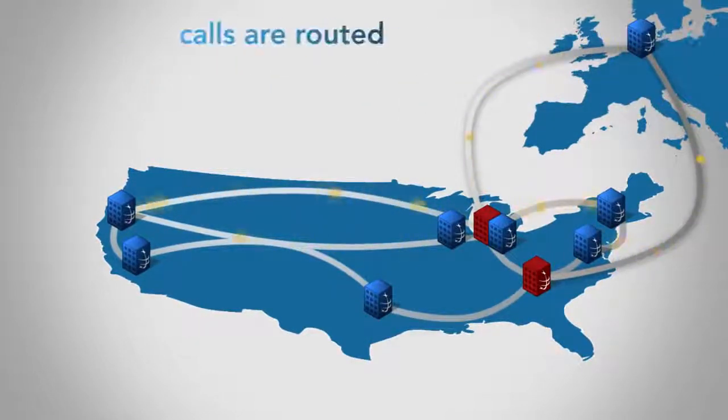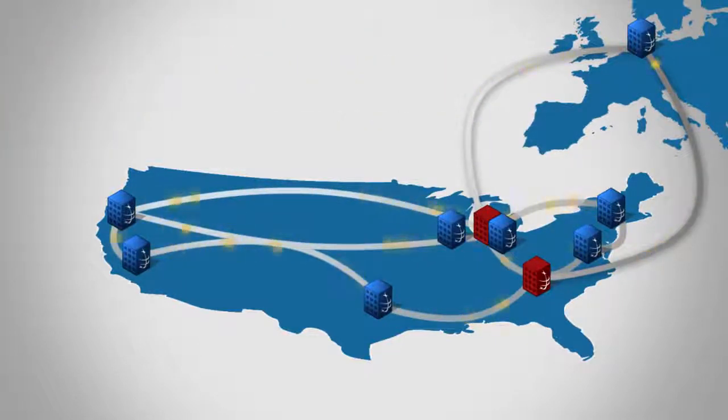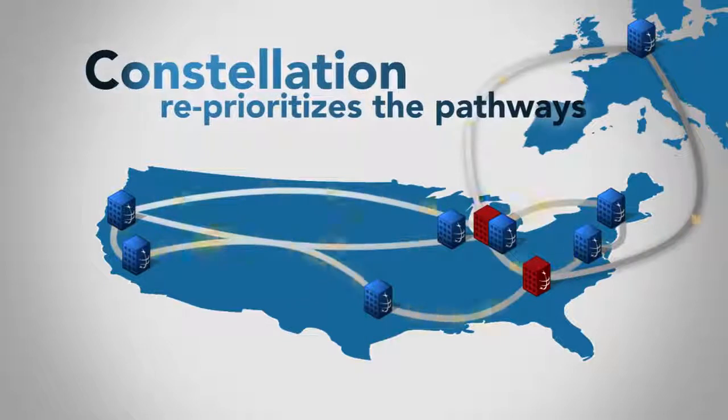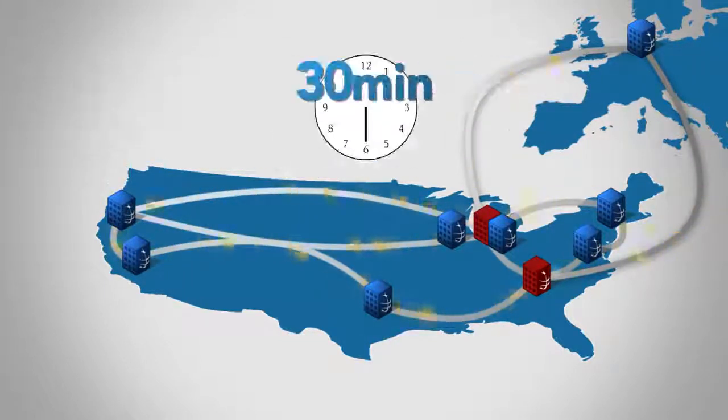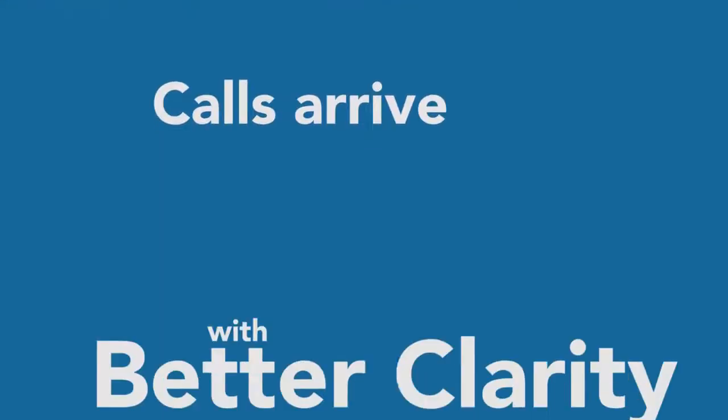The network routes the call based on which path is experiencing the least amount of latency. As network conditions change, Constellation reprioritizes the pathways every 30 minutes. By traveling along the best path, calls arrive with better clarity and the least delay.